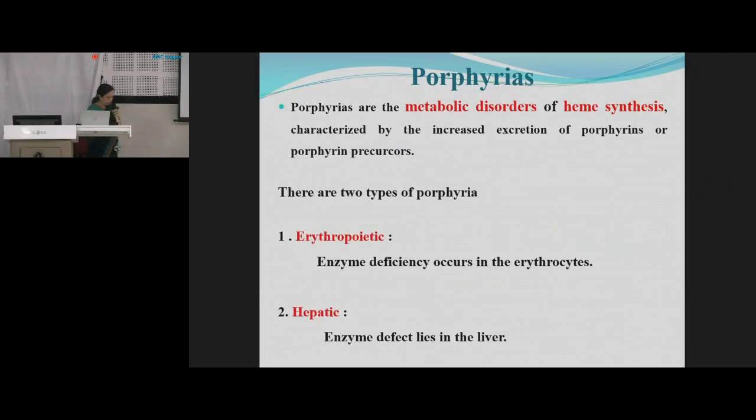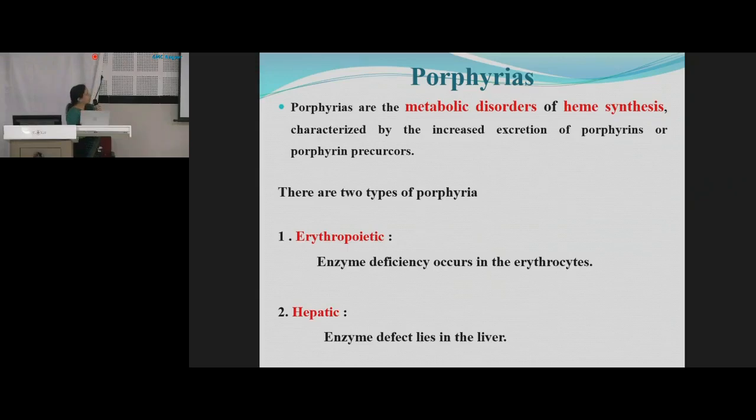Now coming to porphyrias, what are porphyrias? They are the metabolic disorders of heme synthesis characterized by increased excretion of porphyrins or porphyrin precursors. So majorly they are classified into two types, that is erythropoietic and hepatic, depending on the sites where the enzymes are deficient. So if the enzyme deficiency is present in the erythrocyte, it is known as the erythropoietic type of porphyria. Whereas if the enzyme deficiency is present in the liver, it is known as hepatic porphyrias. So these are the majorly two types of porphyrias.